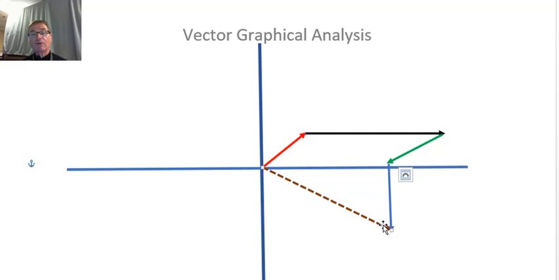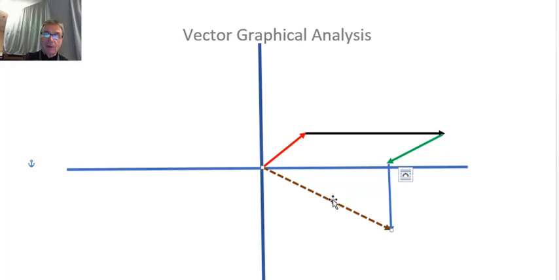These are what are called equivalent vectors. The four vectors, red, black, green, and blue, when added together vectorially, are the equivalent of the brown dashed line vector. They're the same thing, because when I add them together, right, add red, black, green, and blue together, I get brown. Brown is my resultant vector.